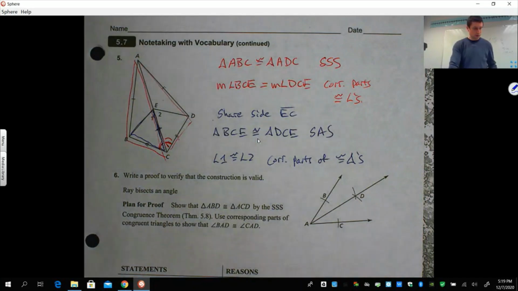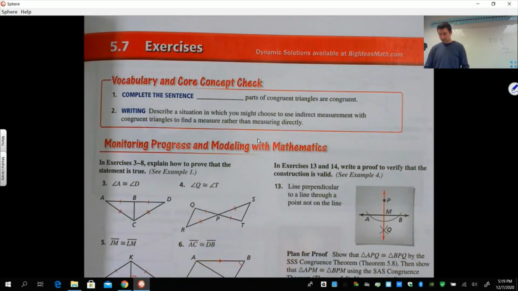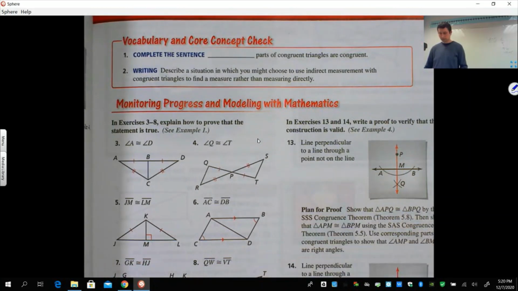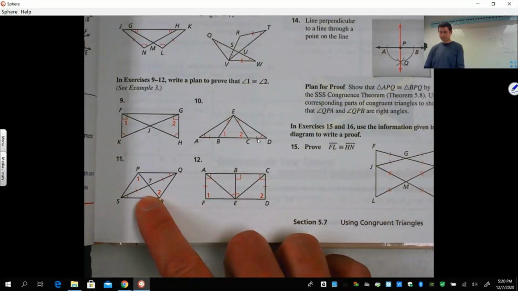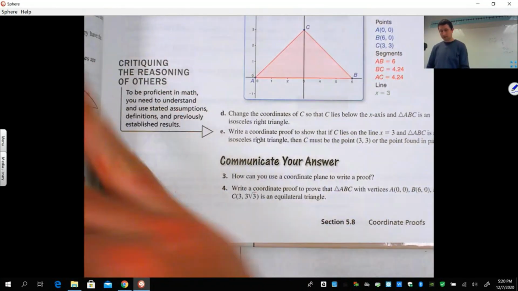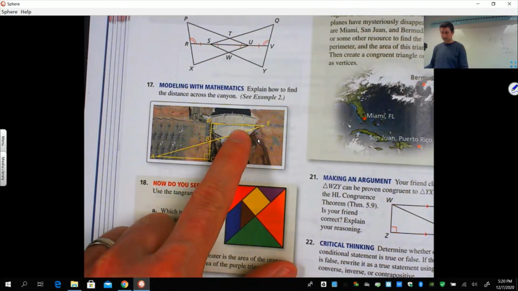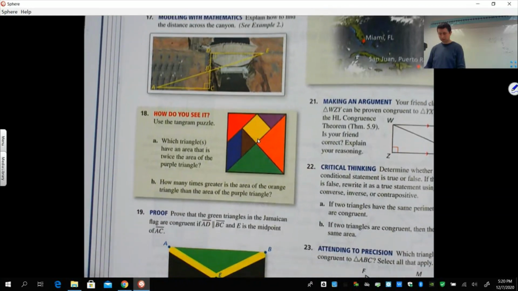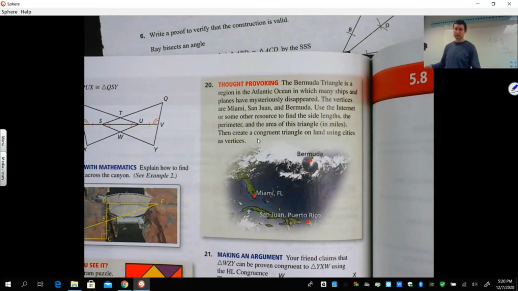Okay, so in your assignment today, that's what you're seeing. You have a little vocab there at the beginning. Explain how to prove that the statement is true. So these questions deal with which congruence theorem can you use. Write a plan that the triangles are congruent. You're going to have question number 11 down here. And then you just have a few application ones that are kind of fun. Explain how to find the distance across the canyon. That's similar to our example at the beginning. No one's seen this in my classroom. That looks familiar. Can answer those questions. And then something with the Jamaican flag down there. Okay. So if you want to check out question 20 in the textbook, there's one with the Bermuda Triangle. It's kind of cool. I didn't assign that one, though.